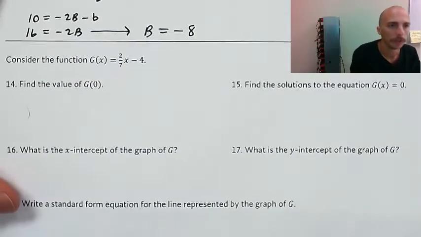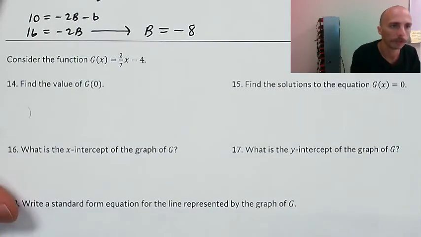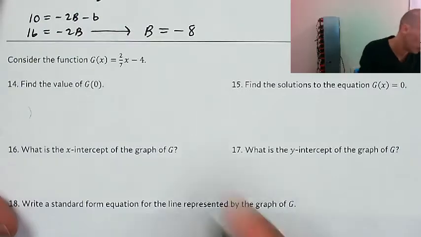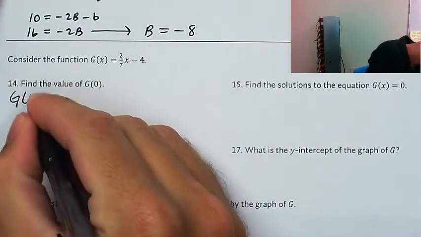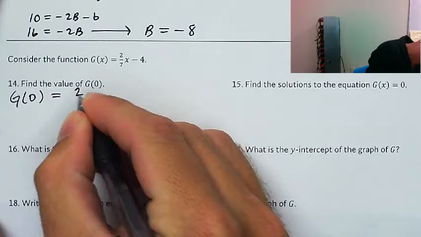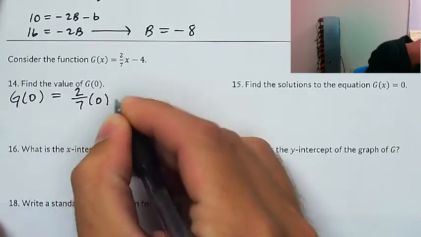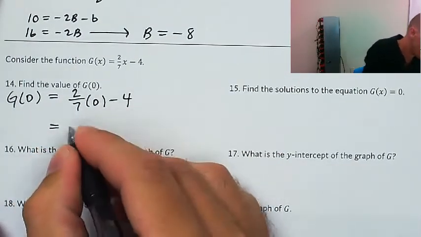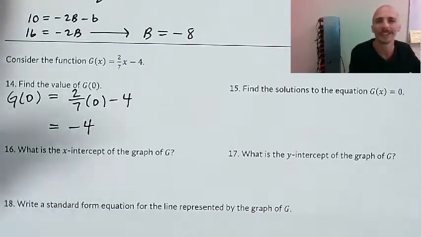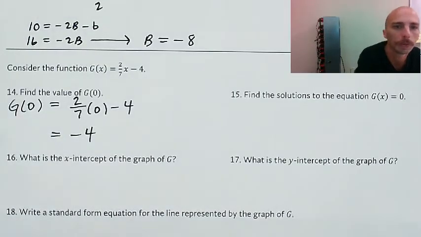Okay, then it's going to be 2/7 of x minus 4. Okay, find the value of g of 0. That's just what we get when we plug in x equals 0. So I'm going to say g of 0 equals 2/7 of 0 minus 4, and that's going to be equal to just negative 4. Because anything multiplied by 0 is going to be 0.